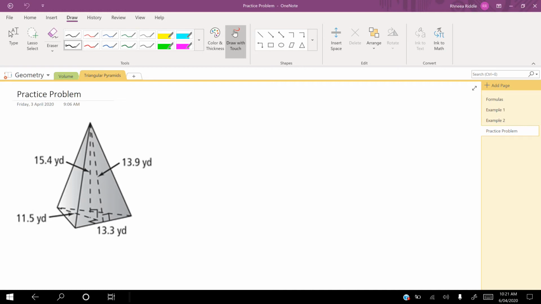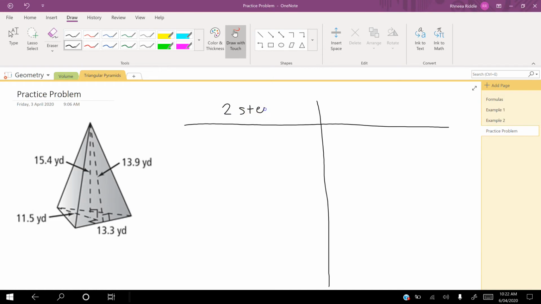Okay, so if you've hit play, I'm assuming that you have done your very best to try to solve for the volume of this triangular pyramid. As I said before, we're going to do them both. So on this side, I'm going to do the 2-step. And on this side, I'm going to do the 1-step. So first of all, to do the 2-step, I have to find the base first.